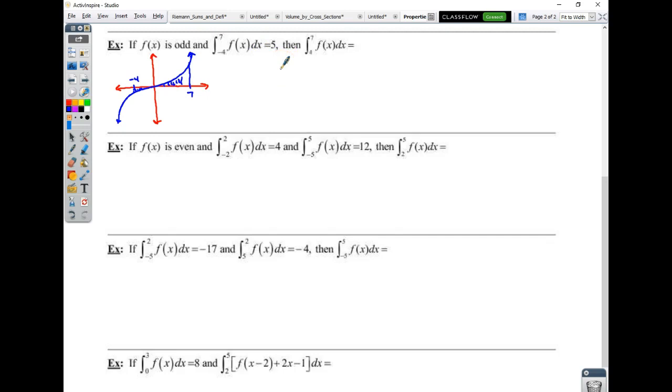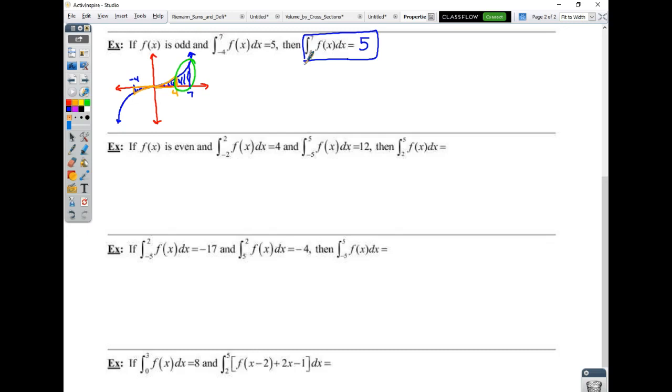Well, wait a minute. If negative 4 to 7 is 5, and this is odd, I know something about from negative 4 to 4. This region and this region would cancel each other out. The below would cancel out the above, which is going to leave me the region from 4 to 7. And if negative 4 to 4 cancels out, then 4 to 7 is the only spot where we accumulate. Which means if from negative 4 to 7 is 5, then from 4 to 7, our f of x must be 5. And that's the type of question they're going to ask you. That's why pictures are useful. Drawing the graph, trying to evaluate how things work.